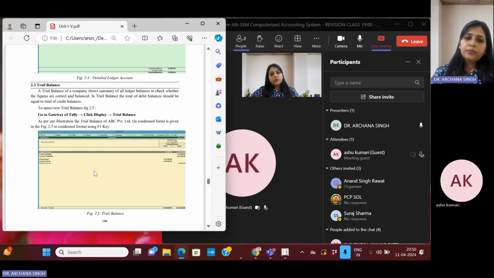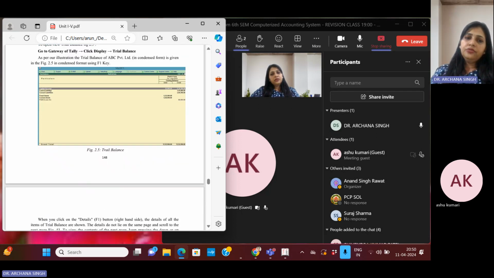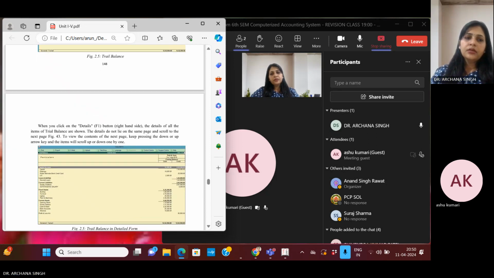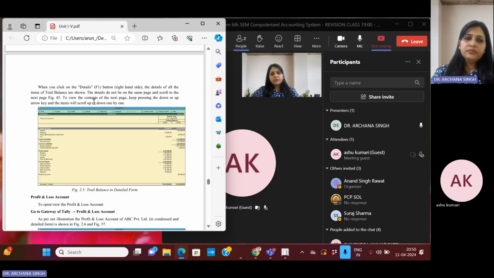Okay, so to view the report of that, what you have to do, you have to go to the gateway of Tally, click display trial balance, then trial balance will appear like this window screen. Then in that you can see the total of debit and total of credit. Okay, and when you click on the details button, then these details may be shown.